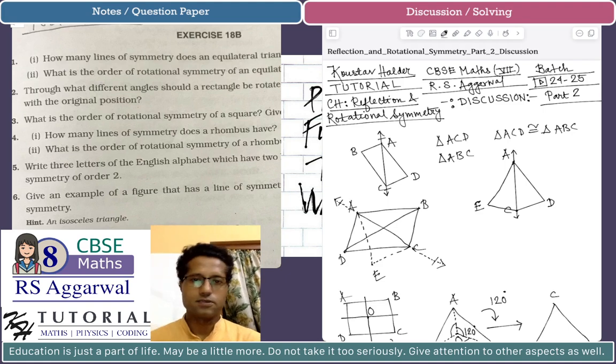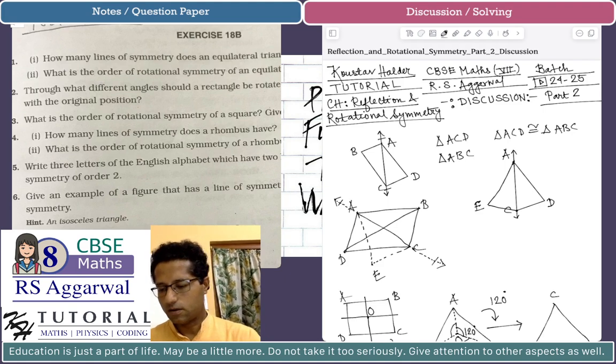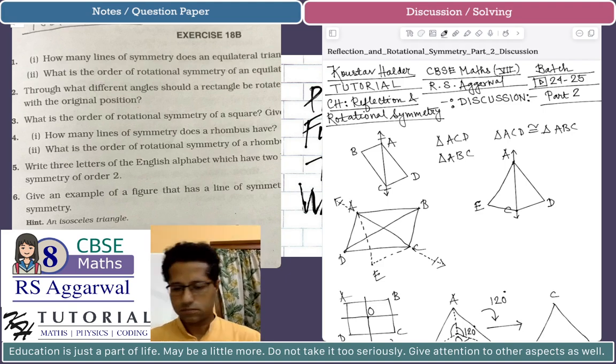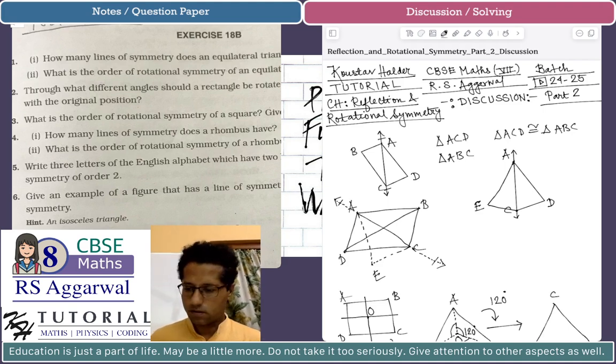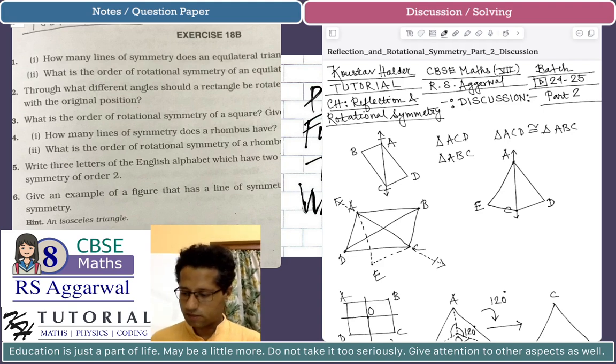So I think with this exercise 18B, it comes to an end of the chapter reflection and rotational symmetry. The next chapter, hope there is no other concept. Yeah, exercise 18B is the last exercise from this chapter, reflection and rotational symmetry. The next chapter is three-dimensional shapes.